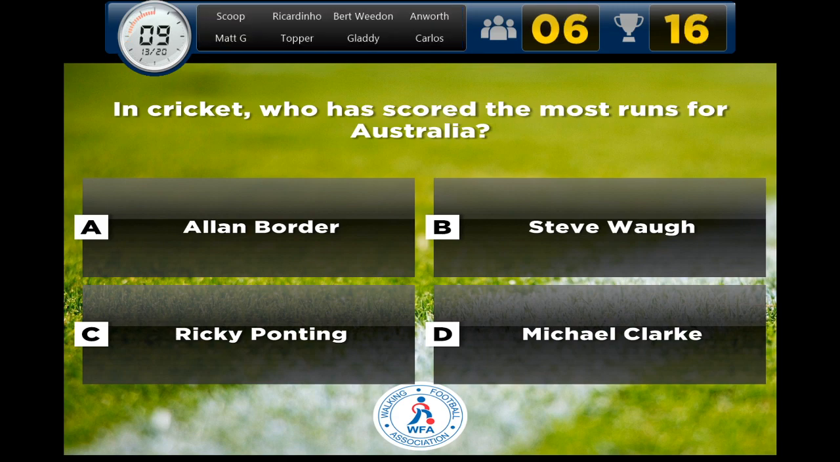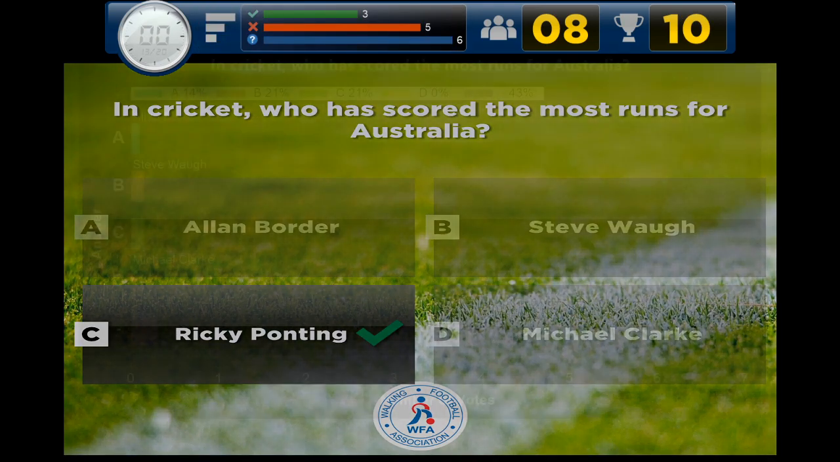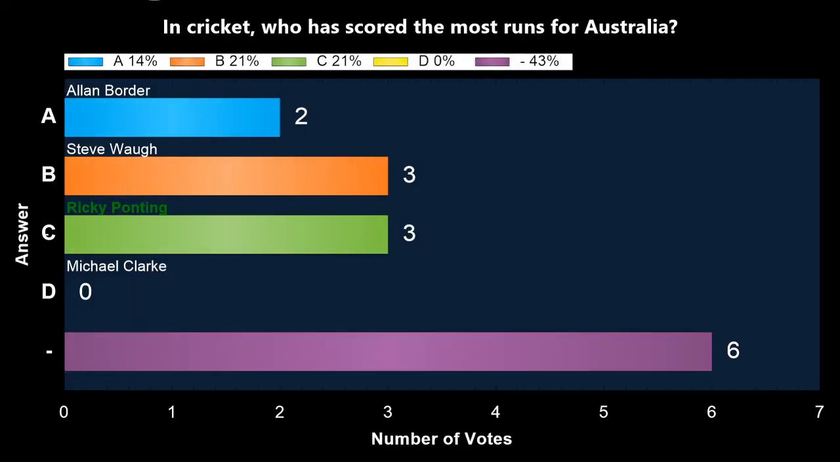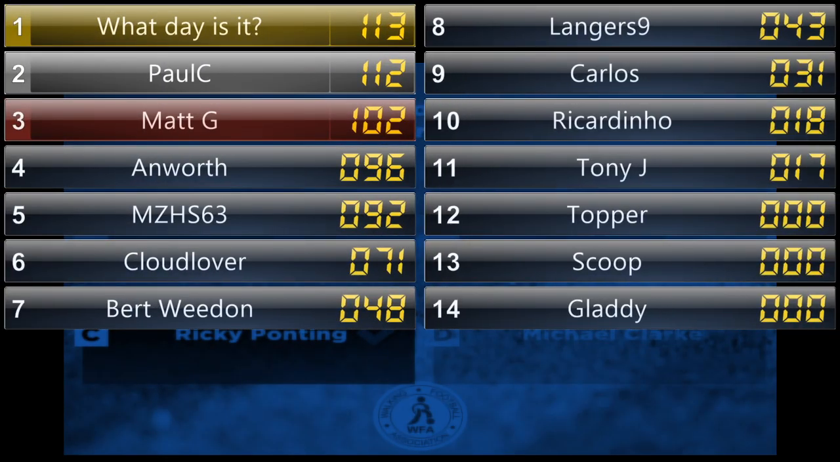10 seconds remain. And the answer is Ricky Ponting. So C, the answer. 3 of you getting that right. How's that affected things? What day is it at the top? But Paul C moving to within a point, the former leader. Then Matt G in 3rd place.